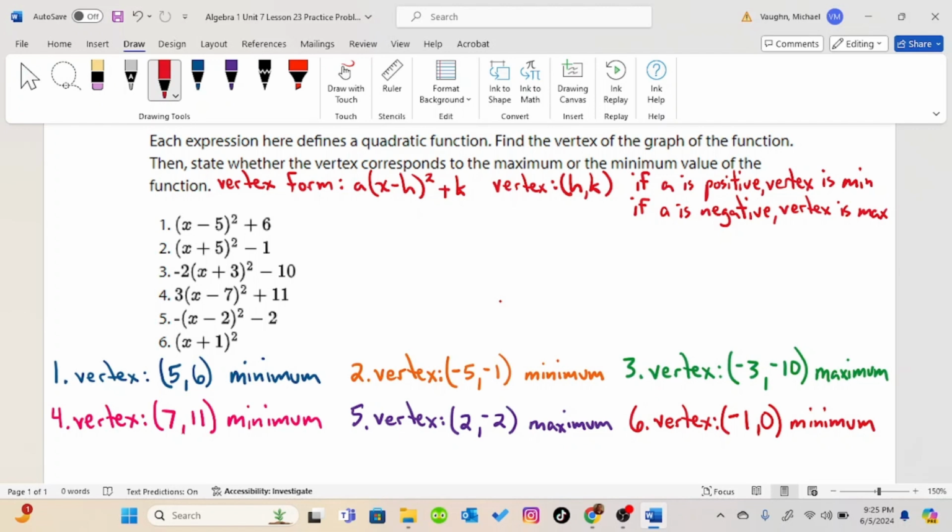If you have any questions about how to identify the vertex from the vertex form, or if you have any questions about how to determine whether the vertex is the minimum with the parabola opening up or the maximum with the parabola opening down, please ask for clarification now so that you will be better prepared as we head into our last lesson, lesson 24.